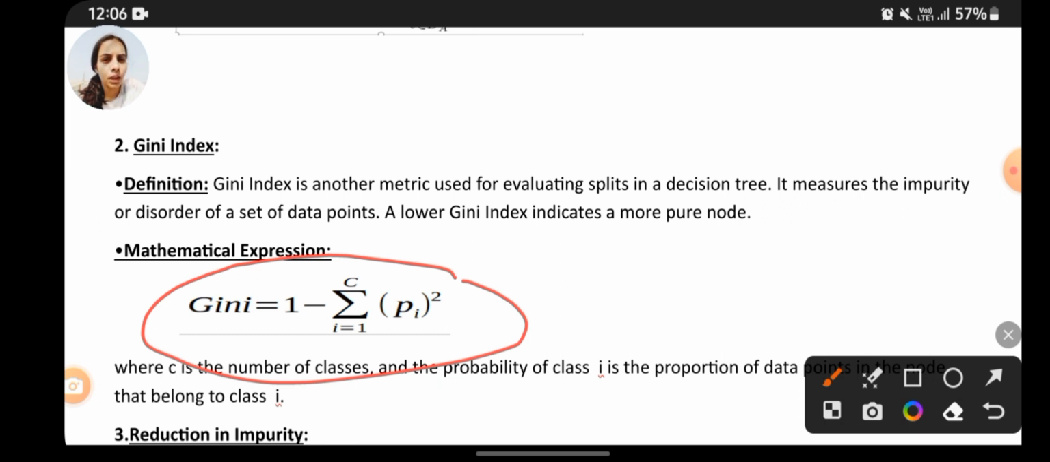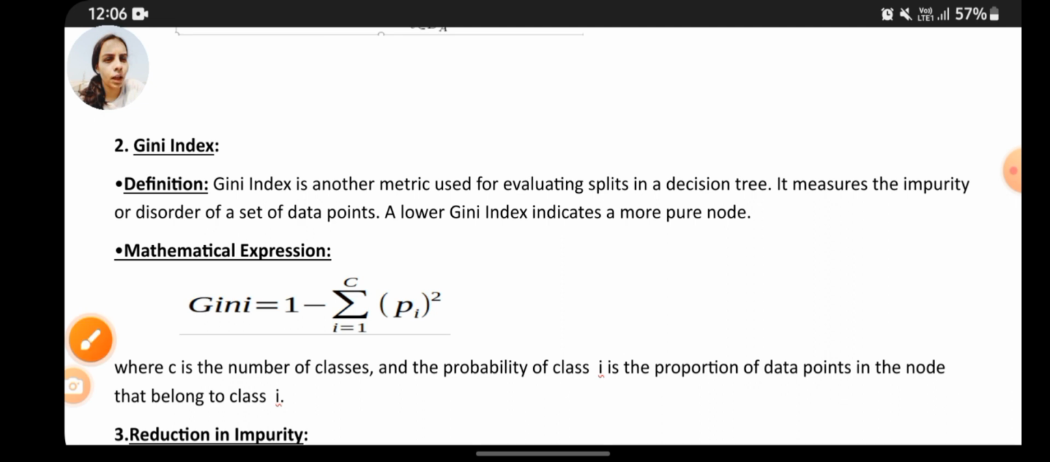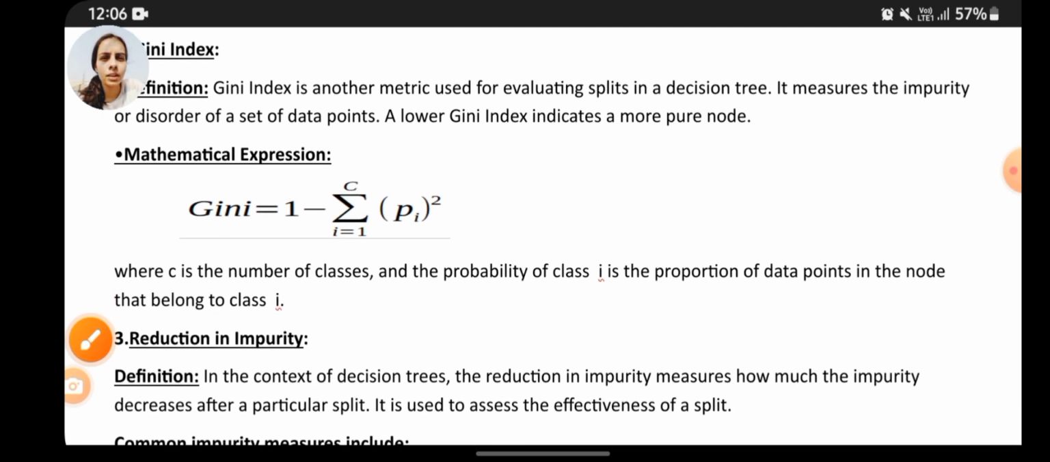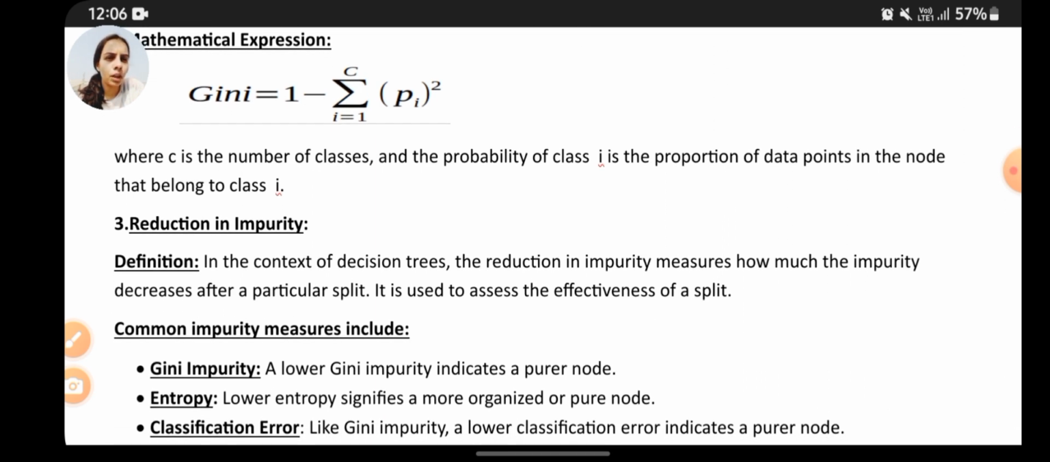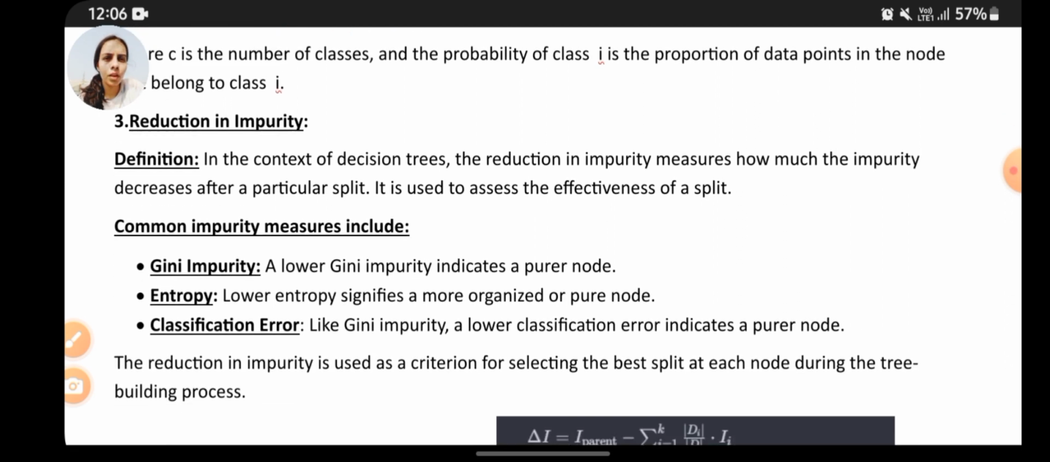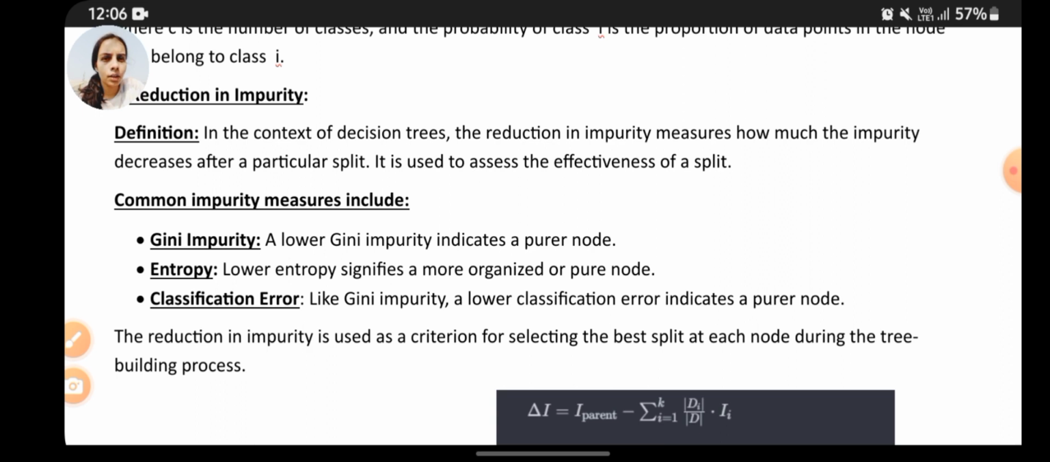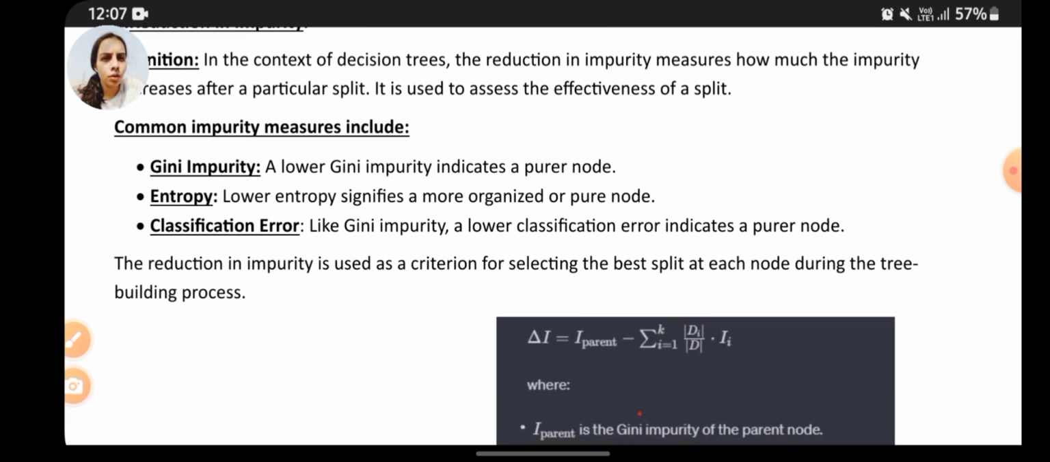Now Gini index. So the definition of Gini index says that Gini index is another metric that is used for evaluating splits in a decision tree. It measures the impurity or disorder of a set of data points. A lower Gini index indicates more pure nodes. So now looking towards the mathematical expression. So this is the mathematical expression that is highlighted. So this is the mathematical expression of Gini index. In this, C is the number of classes and the probability of class i is the proportion of the data points in the node that belongs to class i.